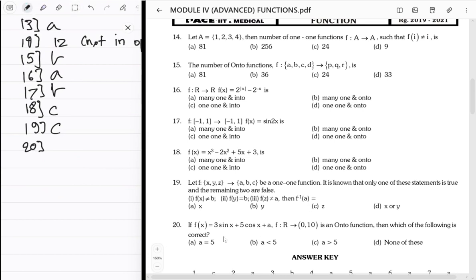f of x is equal to 3 sin x plus 5 cosine x plus a. f from real to this thing is an onto function. Okay, you gave us the rule and it's all real numbers. Of course, all real numbers. And it's 0 to 10 you are saying. Oh, so you gave us the range as well. It's an onto function, right? Because the codomain is equal to the range, so that's why this is the range. So the following is correct. Sure, just need to figure out this guy's range.